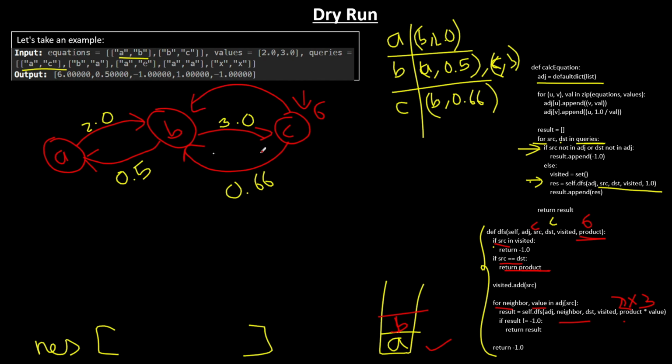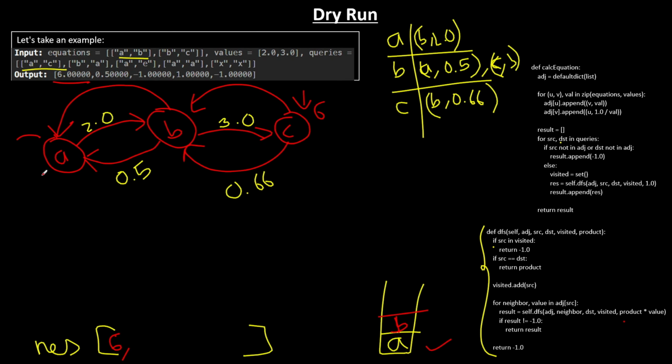Since it cannot go in this particular direction, it goes back here. Now, since the call is done, the result has the value 6 with it, right? So this particular function returns 6, this result variable, and since the result is not equal to -1, we return this result. So this DFS call returns 6 here. So we append this particular thing into our resultant list. If you could see, the resultant for A comma C was 6 itself. I have not taken the decimal points, but that is what it is.